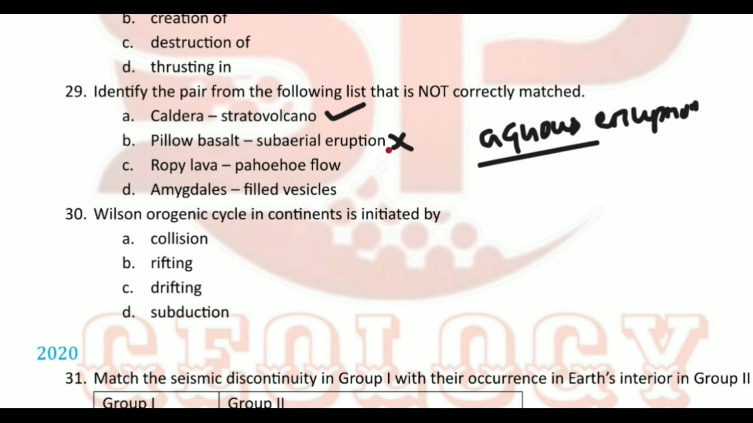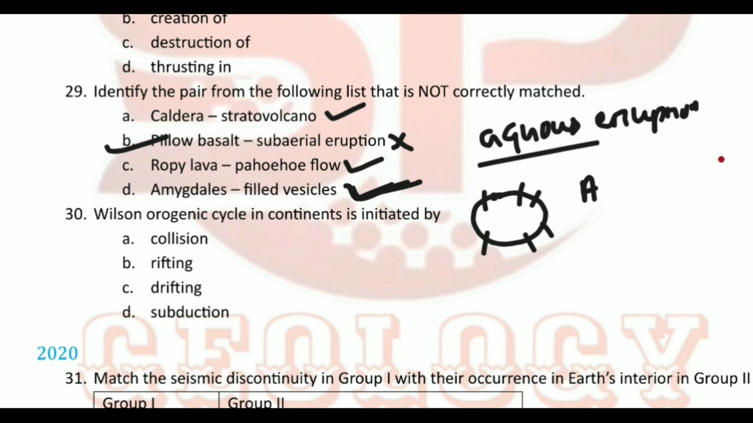It will be incorrect. The ropey lava, it is a pahoehoe structure, it is correct. And amygdala, it is a filled vesicle. A vesicle produced in basalt or any type of rock is then secondarily filled by secondary mineral and produces amygdaloidal structure. So amygdaloidal structure, a filled vesicle, is correct. So caldera stratovolcano correct, below basalt incorrect, ropey lava correct, amygdaloidal basalt correct. So the answer will be B.